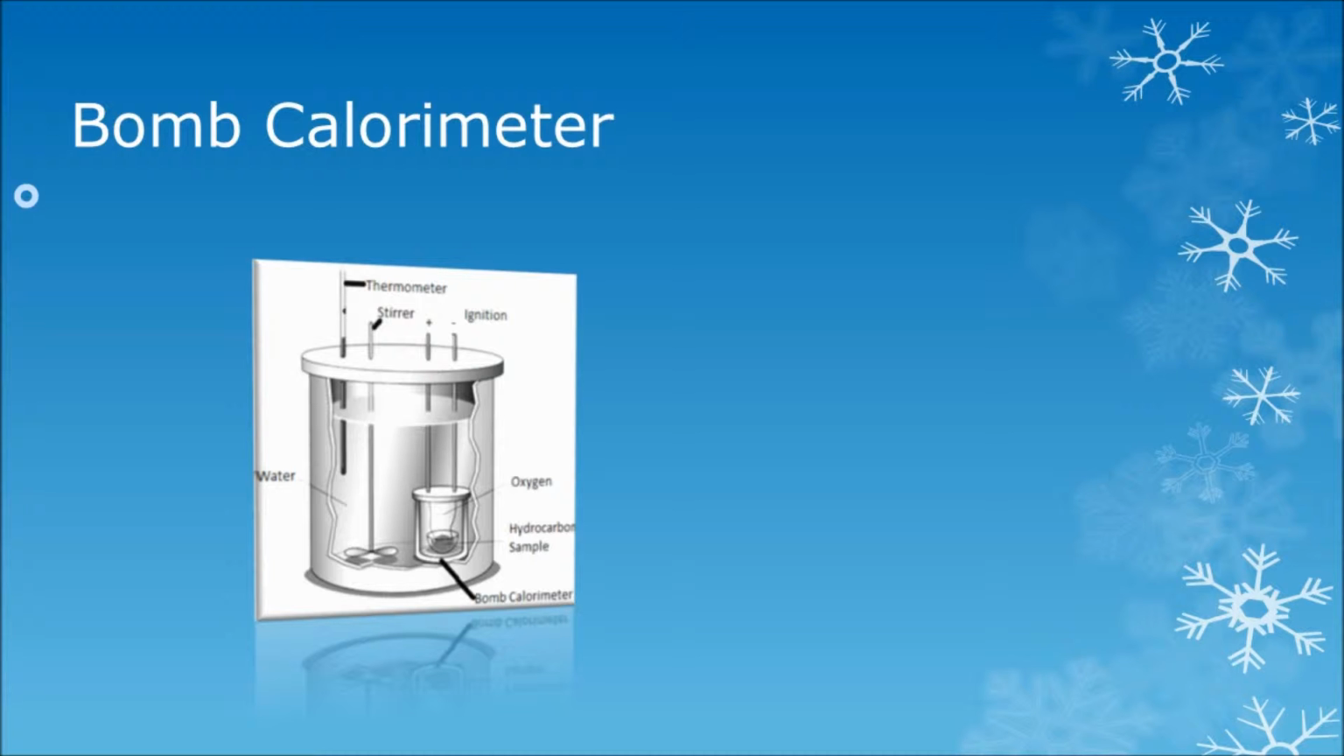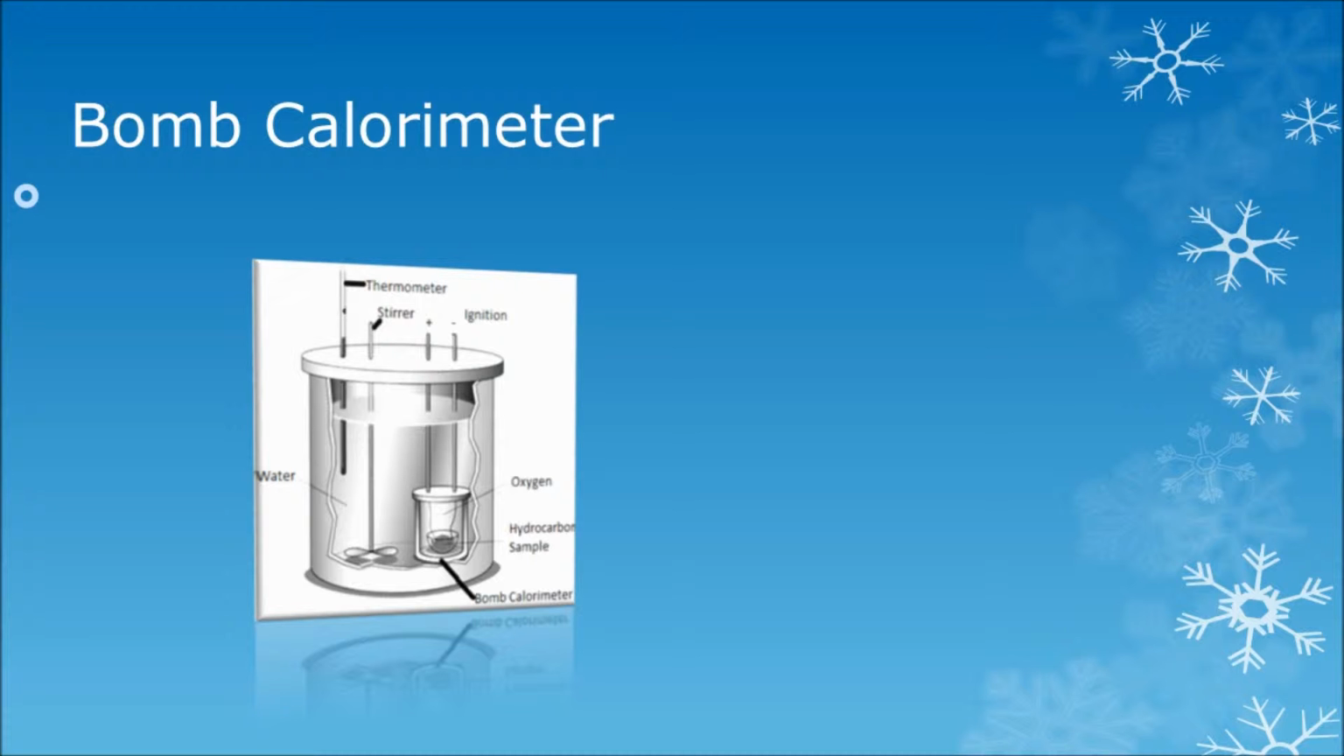Now the fuel inside can be ignited by a small fuse, and the connection to the ignition is on the outside of the bomb calorimeter. Once everything is set, when you ignite it, the reaction takes place, produces heat, and the heat is transferred outside. Now how do we calculate the amount of heat released?